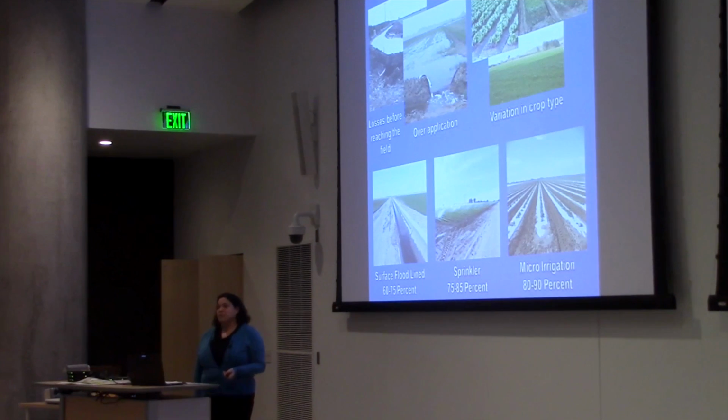Other things to account for. Models don't account for everything. So if you're looking at withdrawals, losses before and after the field, how are you going to account for that? Variations in crop type. Crops are planted in different manners, and so that may affect how the models are actually recording things. And then the irrigation system. If you've got a flooded irrigation system, you're withdrawing much more water than if you're using a drip irrigation system.